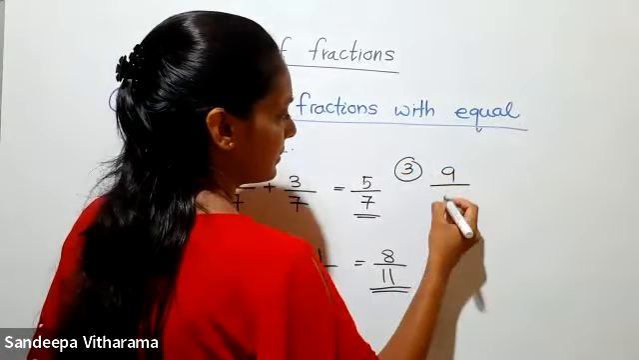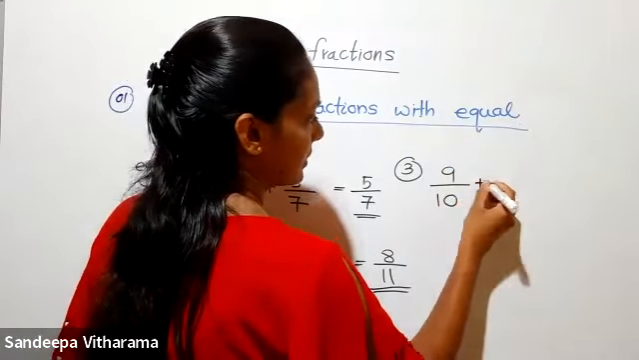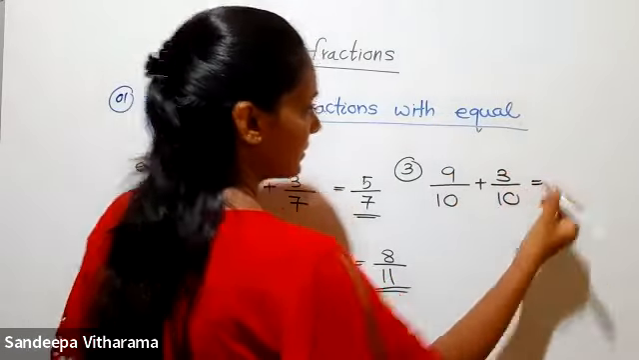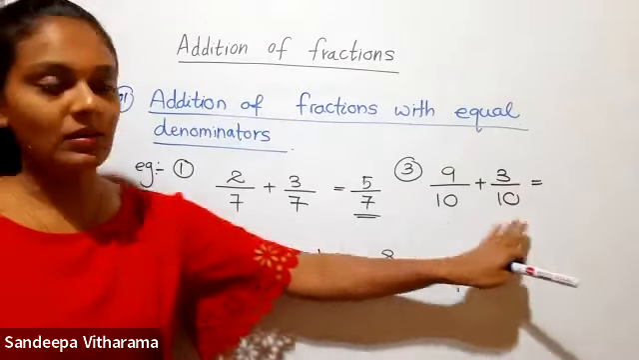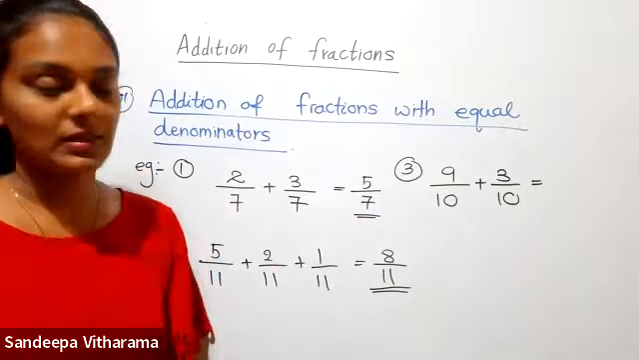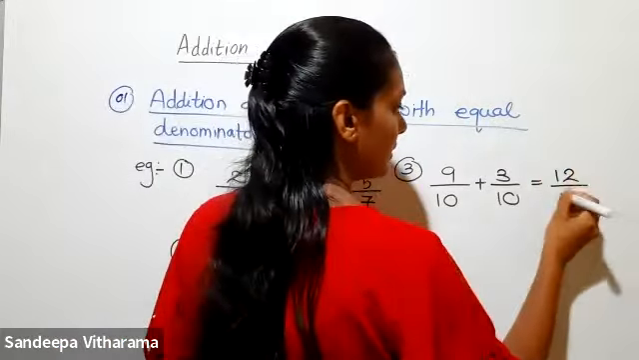Okay. Third one, 9 upon 10 is added to 3 upon 10. Okay, here what is the answer we obtain? Here also denominators are equal, so we add the numerators. 9 plus 3 it is 12, then 12 upon 10.